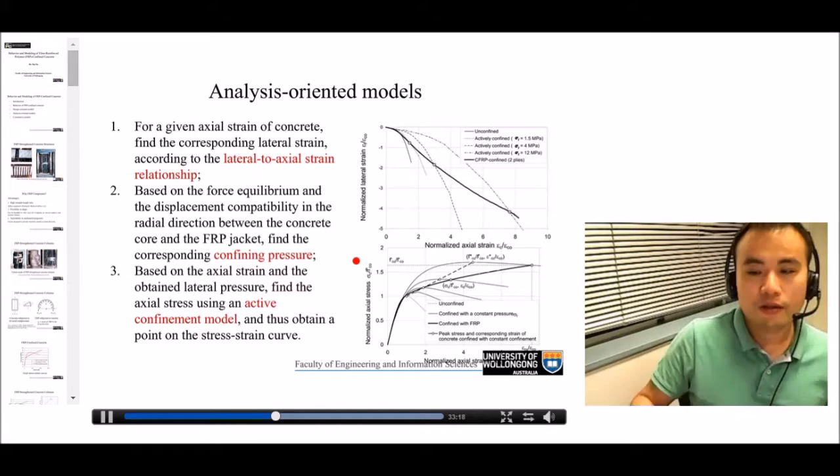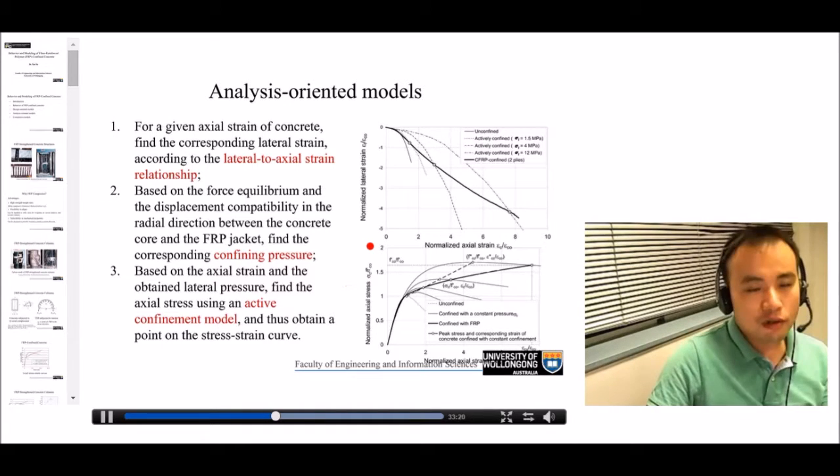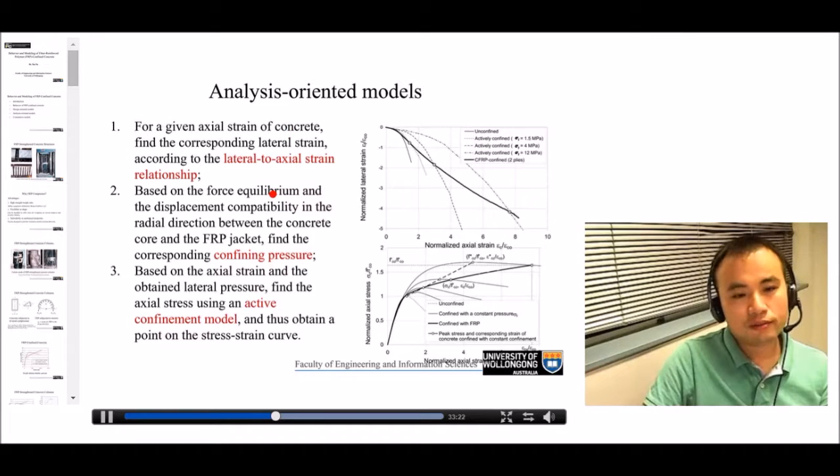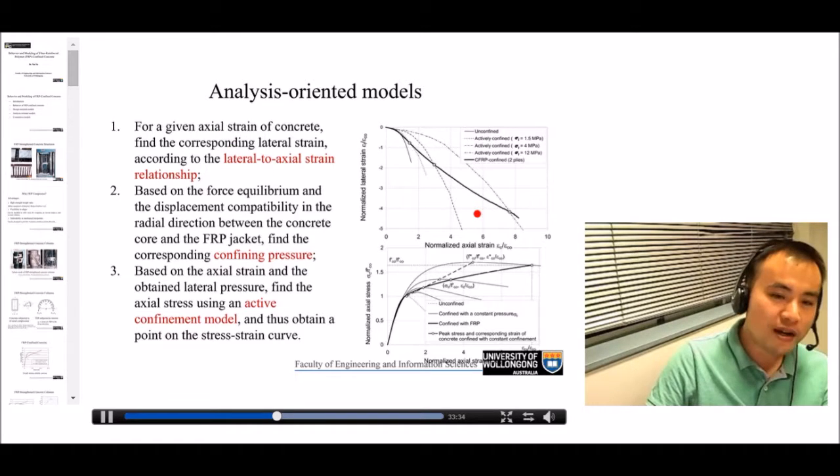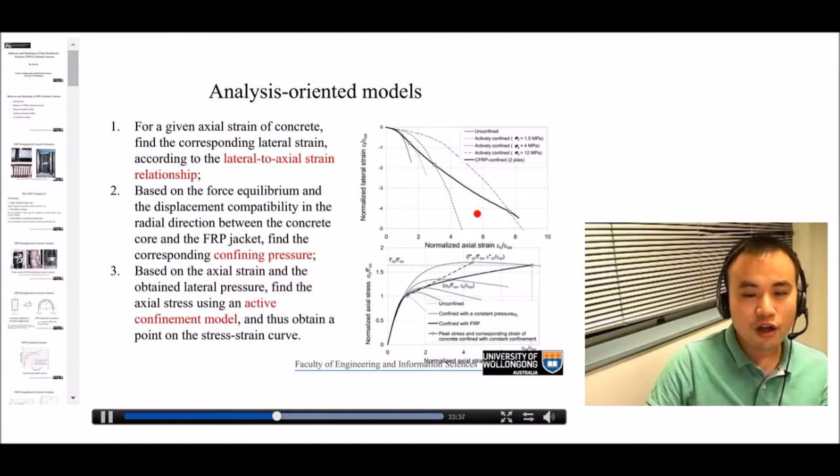Alright, with this in mind, this is how most analysis-oriented models work. The first step is, for a given axial strain of concrete, to find the corresponding lateral strain according to the lateral to axial strain relationship. Which means for one given axial strain, we need to have one equation to find the lateral to axial strain relationship.